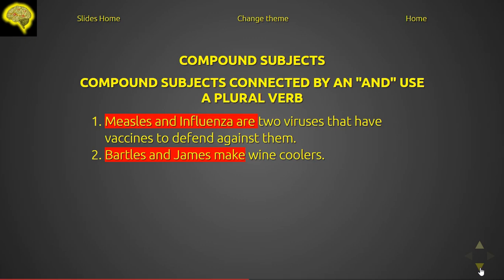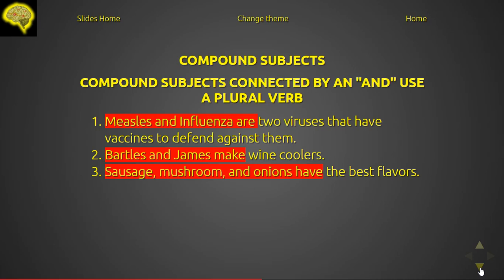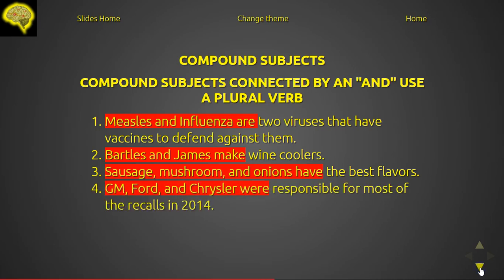Bartles and James make wine coolers. Sausage, mushroom, and onions have the best flavors. GM, Ford, and Chrysler were responsible for most of the recalls in 2014.